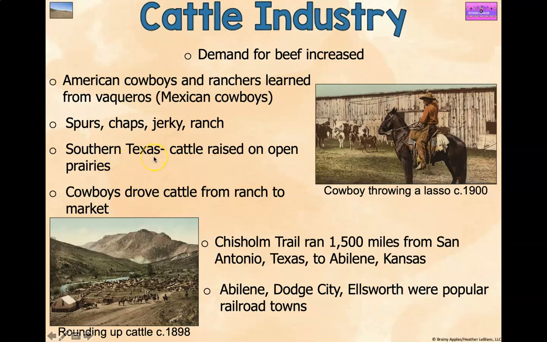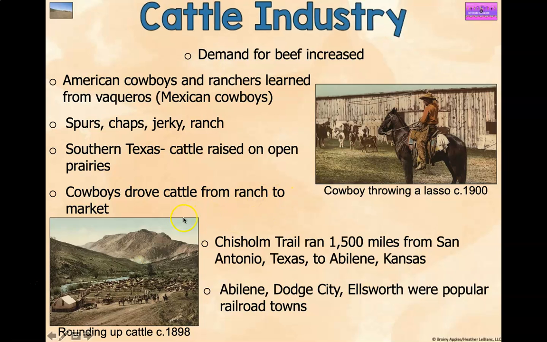Southern Texas, they had cattle that was raised on open prairies. And what they did is they had these cowboys, and that's kind of where we get this picture of the American cowboy. They had to drive the cattle from the ranch to the market. And when I say drive, they're not putting them in a car.